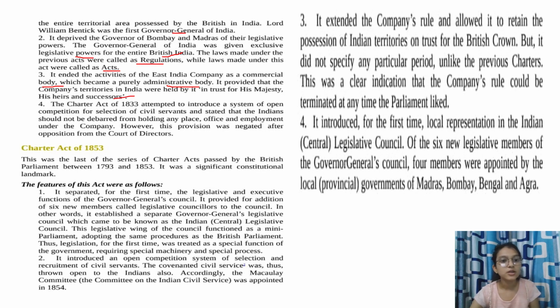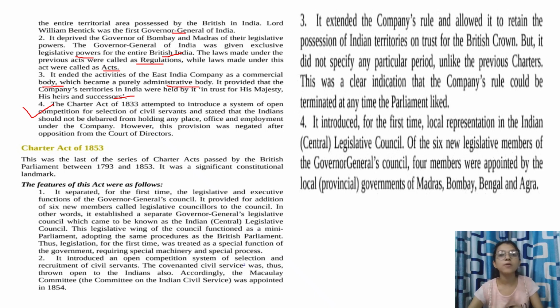The Charter Act of 1833 attempted to introduce a system of open competition for selection of civil servants and stated that Indians should not be debarred from holding any place, office, and employment under the company. However, this provision was negated after opposition from the Court of Directors.